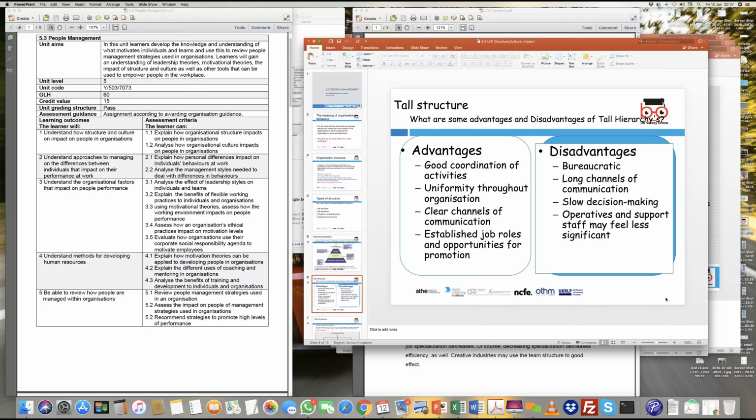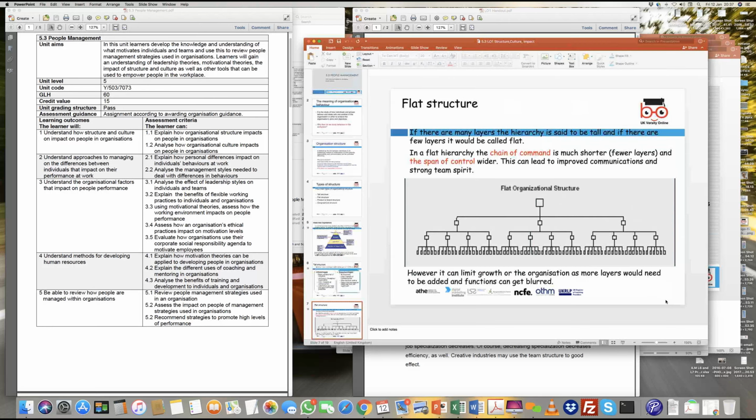And then decision making is slow because of the hierarchy. Sometimes you feel that the staff do not feel wanted, or they feel left out in the organization because there are too many layers or too many tiers within the structure of the organization. Is that okay? Yeah, that's fine.